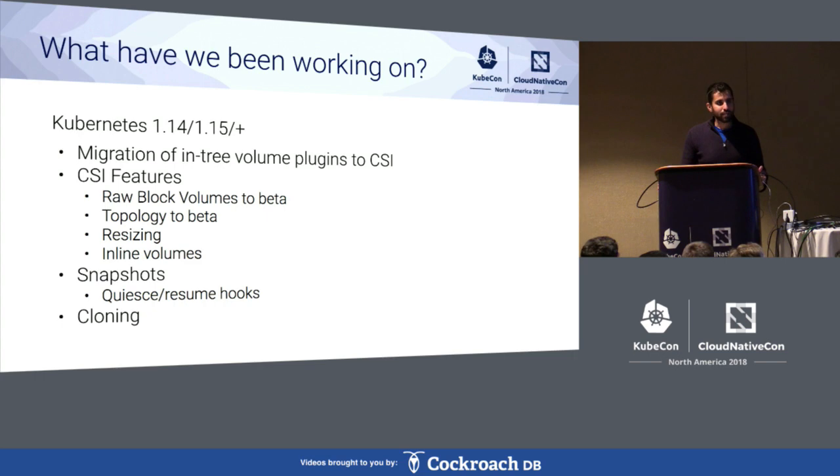So for things like data management operations like snapshotting and cloning, we already have an implementation within CSI for snapshotting that is currently alpha. But it is very basic in that it allows you to create a snapshot and restore it to a new volume.